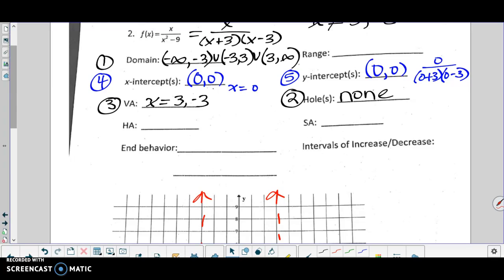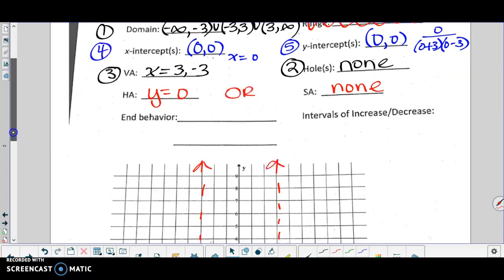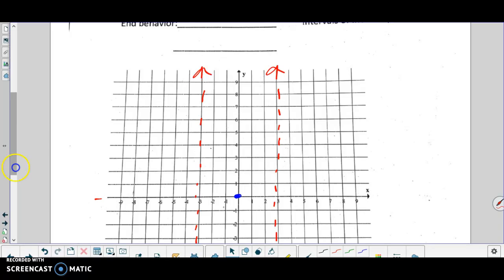All right, we're not doing range. Range goes away. That's not one of our characteristics we're doing. Now, do I have a horizontal or do I have a slant? You have horizontal, because my numerator is less than my denominator in degree. That means y equals 0, and the slant asymptote would be none. So again, on the x-axis. We did have an x-intercept, but that's okay.